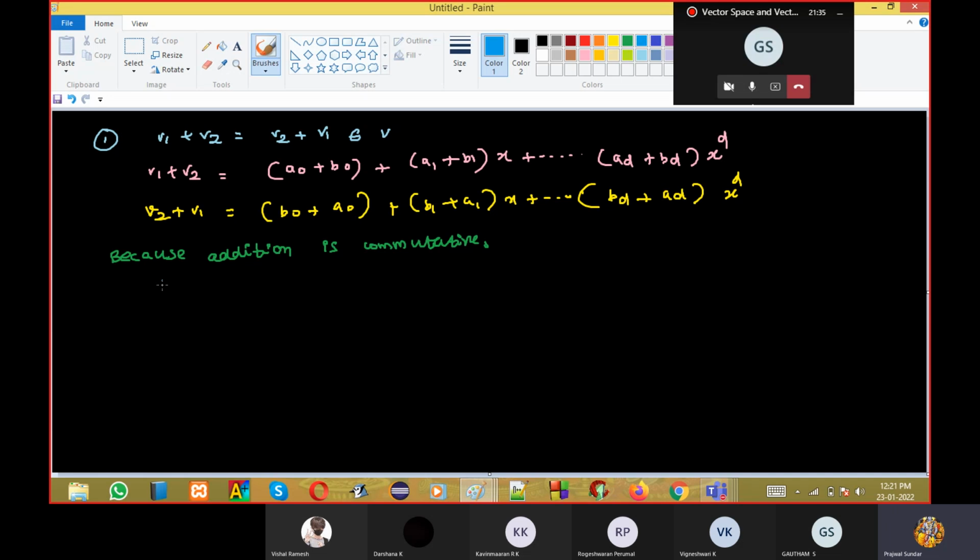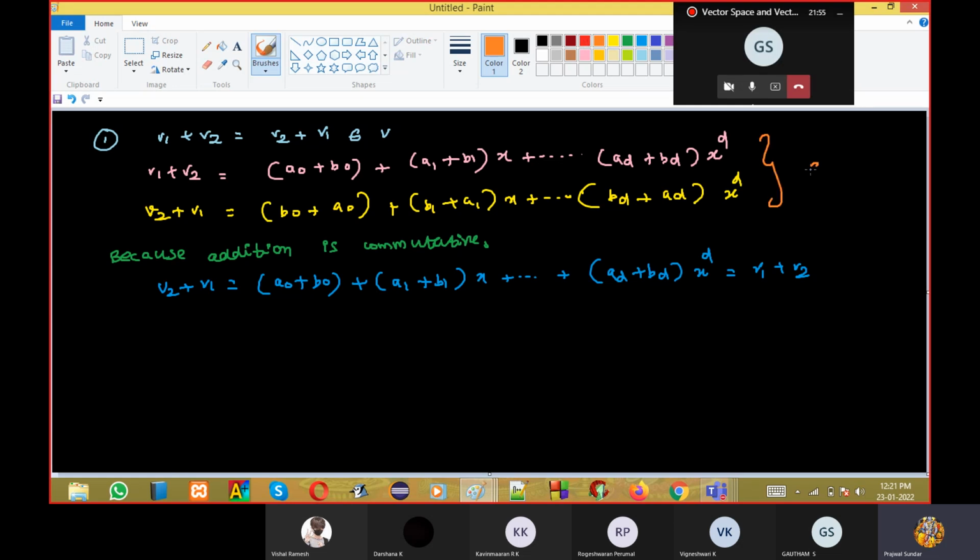you should write this step. You can say v2 plus v1, you can change this order: a0 plus b0, plus a1 plus b1 x, till ad plus bd x power d. And I can say this is the same as v1 plus v2. Also, I can say both of these belong to the vector space.